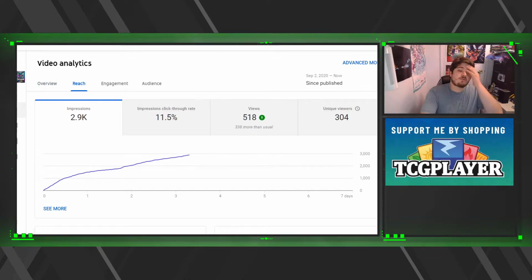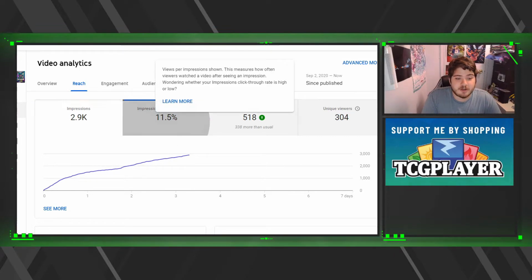So we're going to go over the reach and explain a little bit of how each segment affects you. When you're looking at the analytics of a video, you want to take a look at all the key factors. First off, impressions: every time it has been shown to people, this is just how many people have actually seen your thumbnail. So far, I've been shown to almost 3,000 people. That's not bad. That's pretty good.